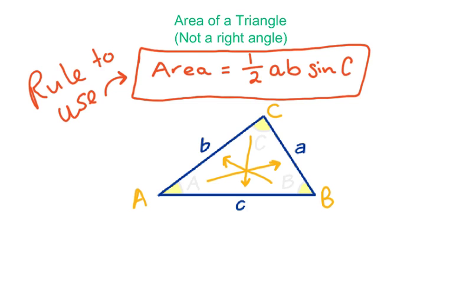Now if we are using the area rule, which we have up here, this is the rule to find the area using this method. Half times a times b times sine C.